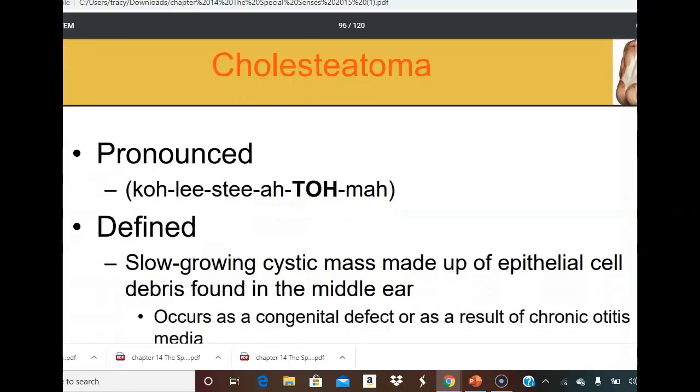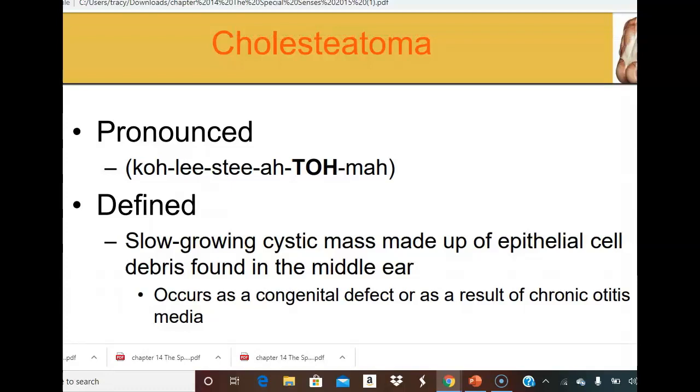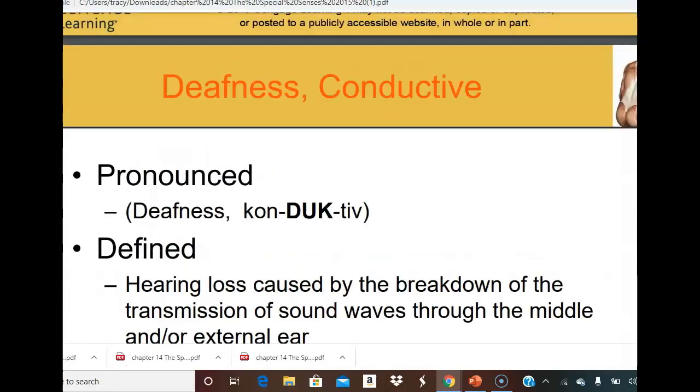Let's go to a few of the pathologic conditions. We talked about a couple of them already. The cholesteatoma is an interesting thing. It's very rare, we don't see it very often, but it's a slow-growing cystic mass made up of different chunks of epithelial cells and debris that they can find in the middle ear. It's usually a congenital defect where someone is born with this, but chronic recurrent otitis media that's not treated could lead to this. These generally have to be surgically removed because it will impair the ability of that particular ear to hear.